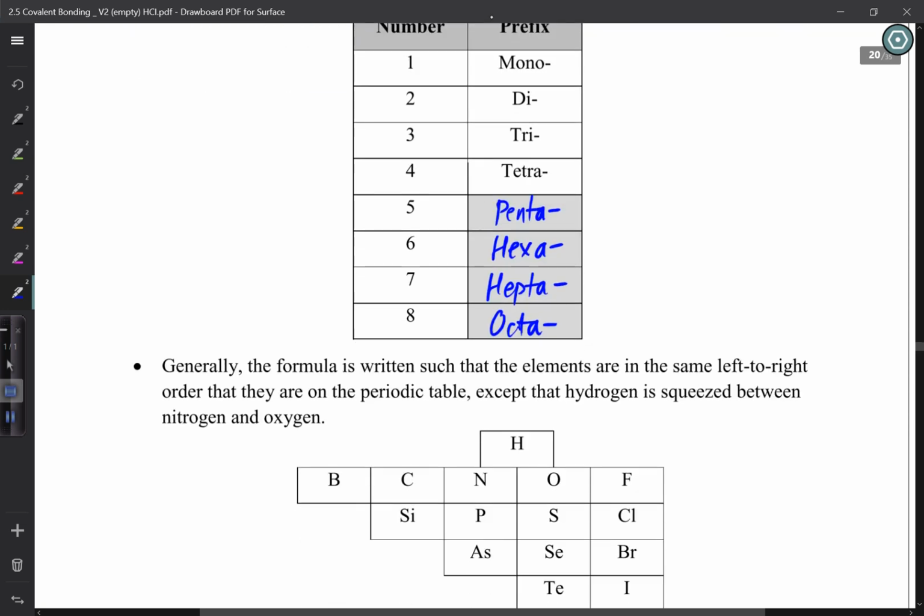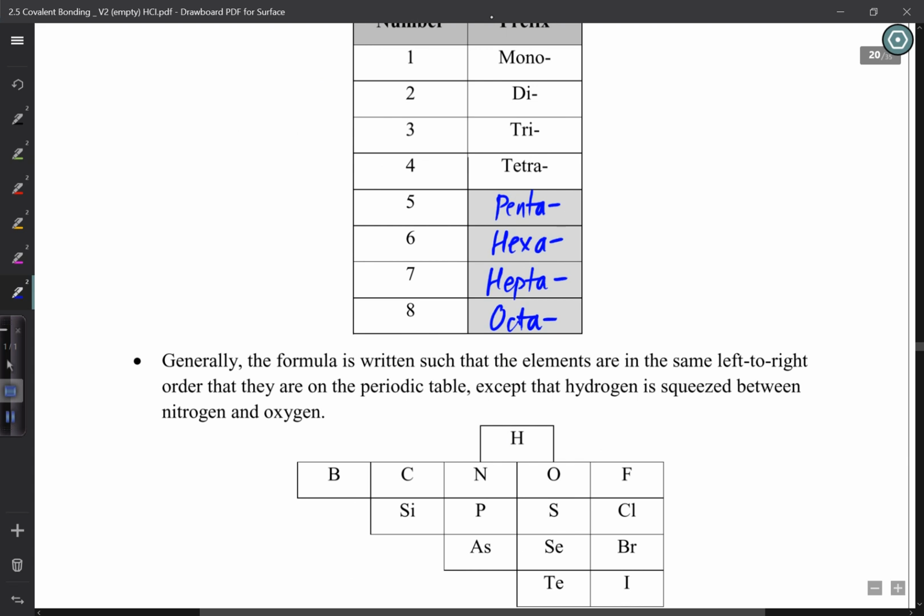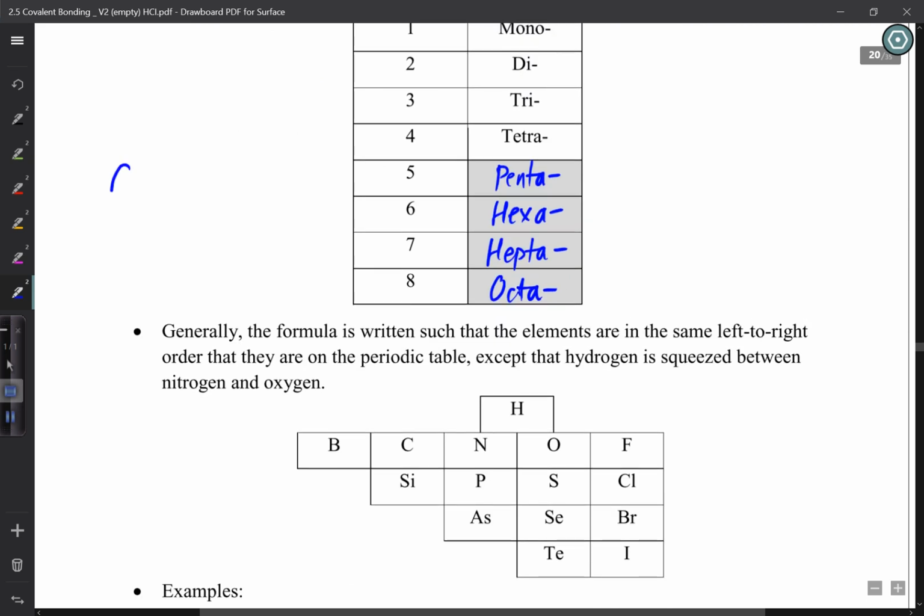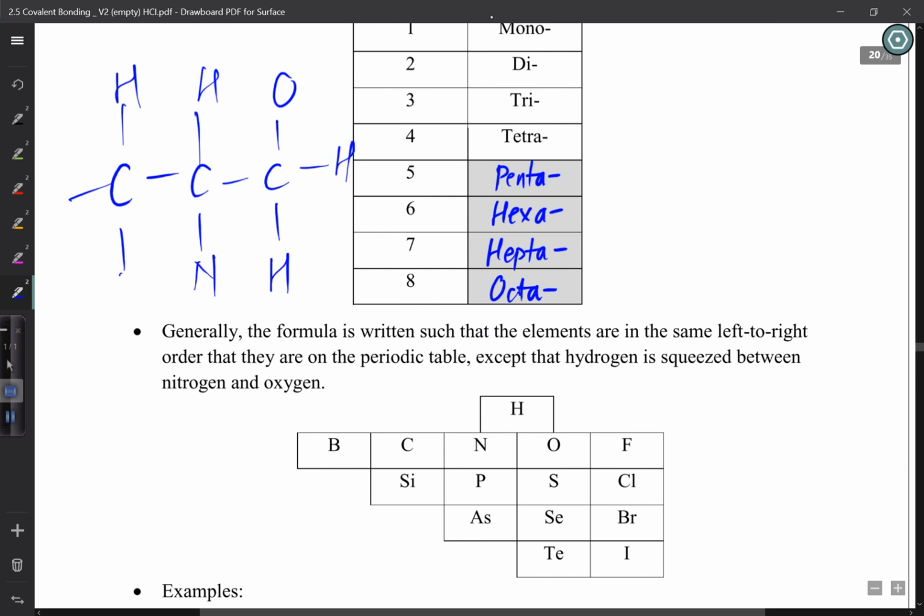So generally the formula is written such that the elements are in the same left to right order as they are on the periodic table. Alright? Except that hydrogen is squeezed between nitrogen and oxygen. What this means is that if let's say I give you a structure containing carbon, hydrogen, oxygen, let's say nitrogen. Alright? How are you going to write the molecular formula? You can't put H in front, basically. You cannot say it is H7, H8, O, N, C3. This will be wrong because it looks weird. So the general rule of thumb is that you follow that of your periodic table.